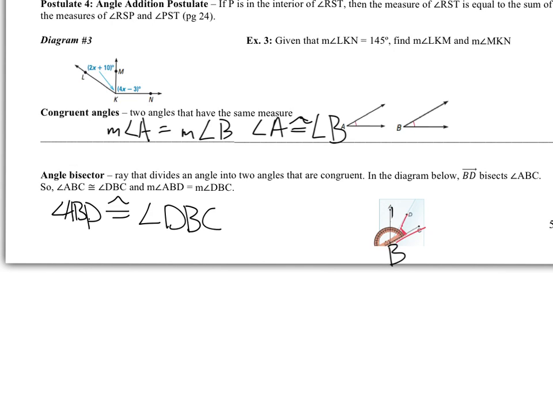So what I'm going to do, if I erase all that, is I would say that this angle here, this angle ABD, equals this angle over here. And to make this easier, I'm drawing this. And that means that we have equal angles.